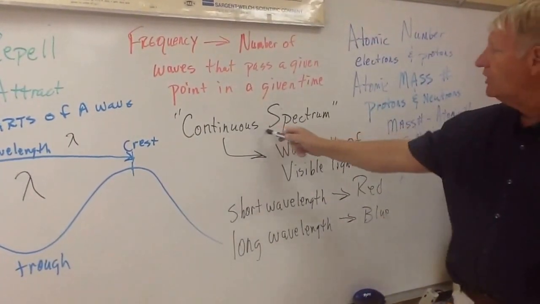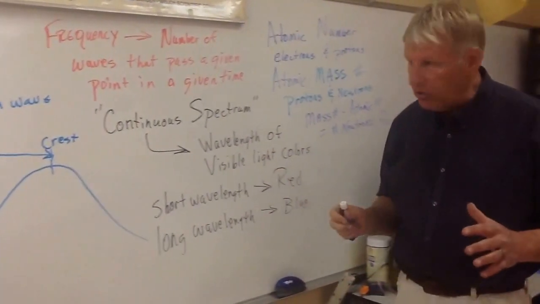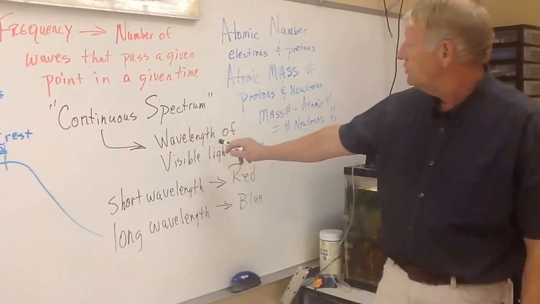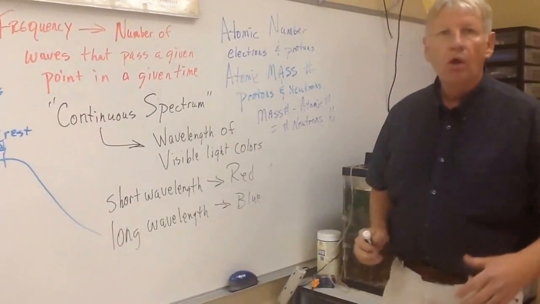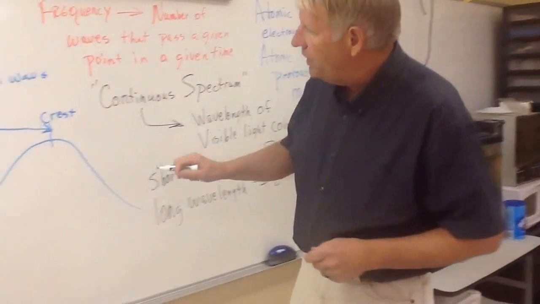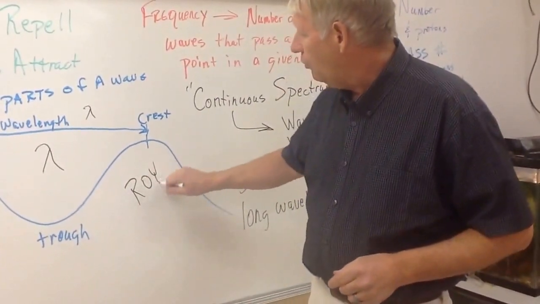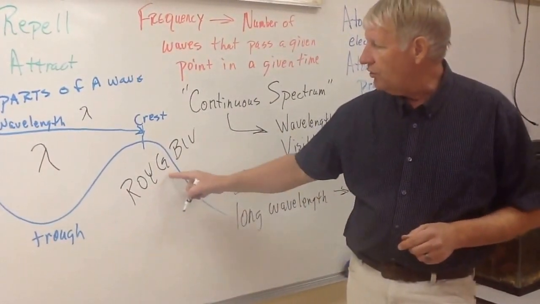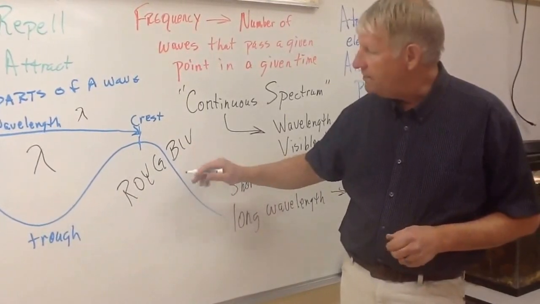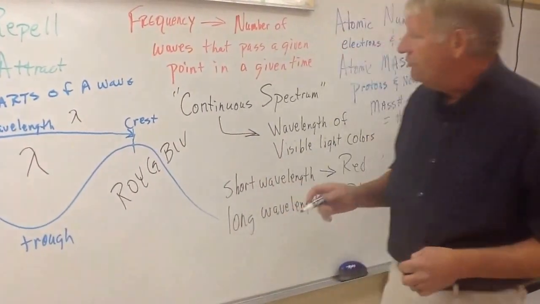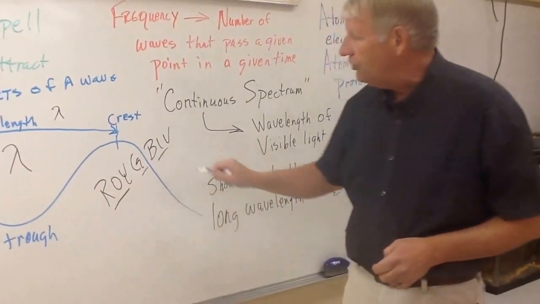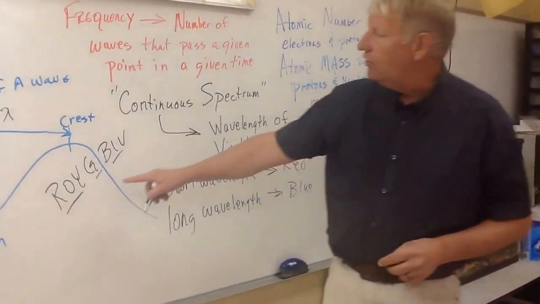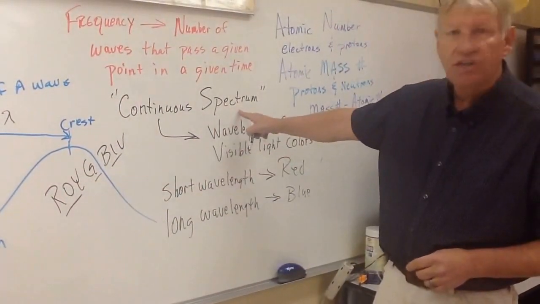Then we have something called the continuous spectrum. When we say continuous spectrum, we mean the spectrum of light that shows visible colors. So it's the wavelength of visible light colors. You've probably seen the colors of the rainbow, Roy G. Biv: red, orange, yellow, green, blue, indigo, and violet. They're all different wavelengths. Once again, Roy G. Biv, those are the possible colors. All the other colors are a combination of colors. The visible colors that we see are called the continuous spectrum.